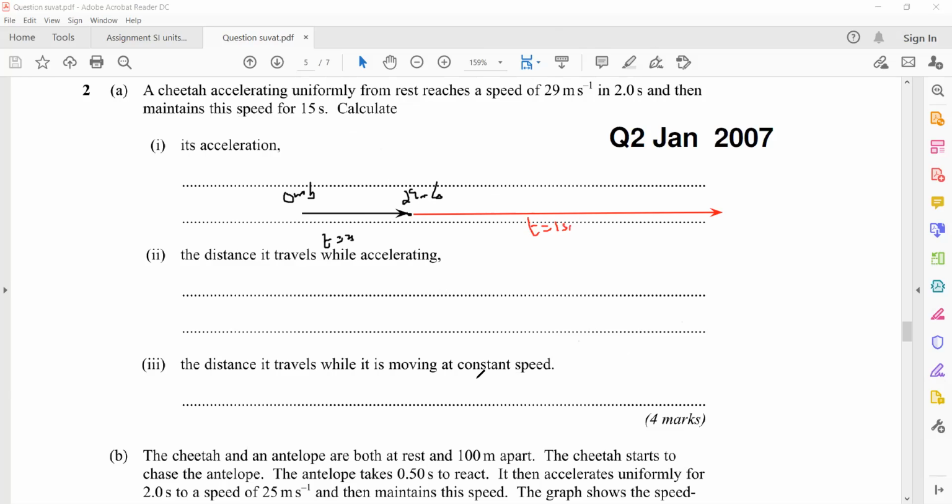So now because the speed does not change, I can use the formula: speed is distance over time. I have the speed, which is 29, and I know the time, 15. So 29 multiplied by 15, I will know the distance traveled when it moves with a constant speed. Is it clear? Any discussion? Any doubt in this?